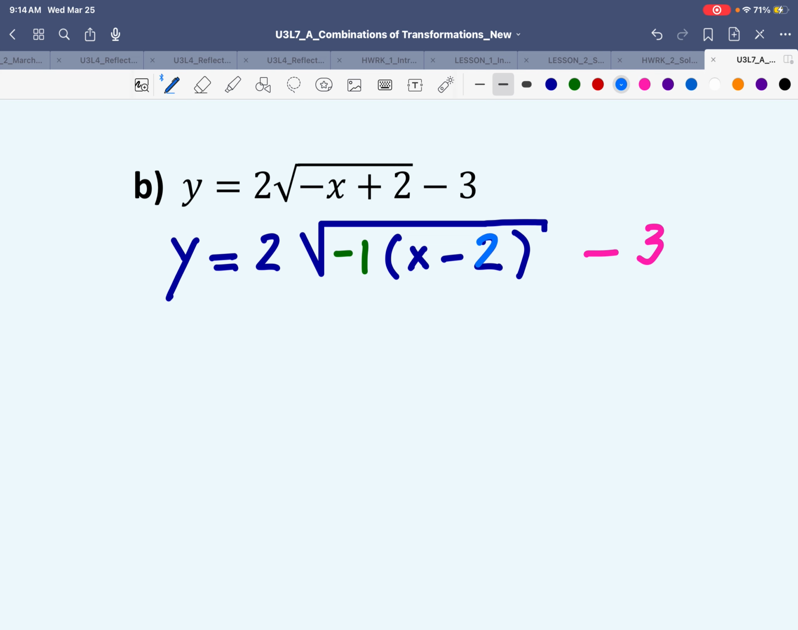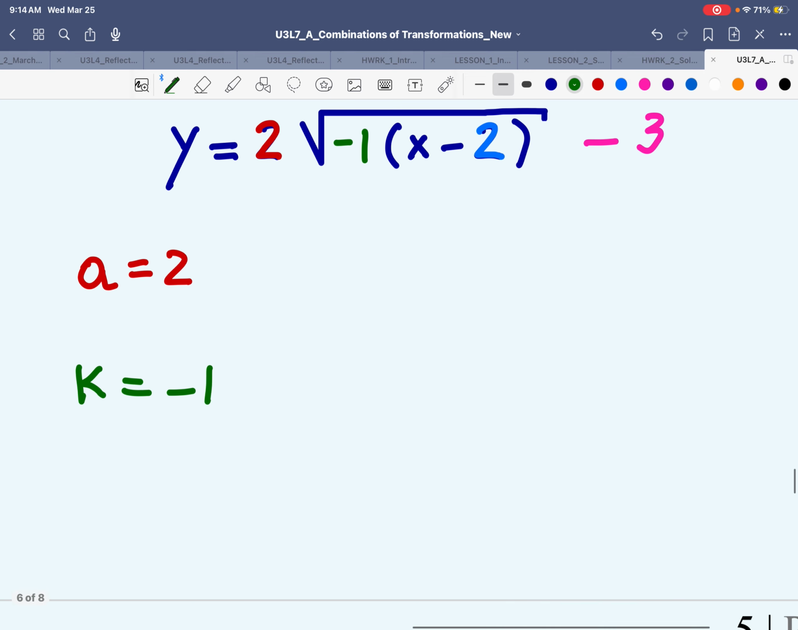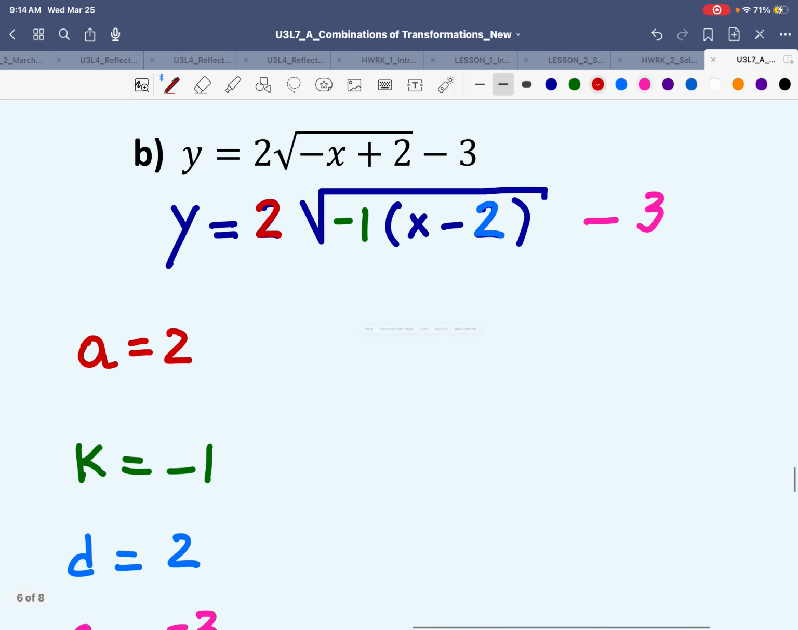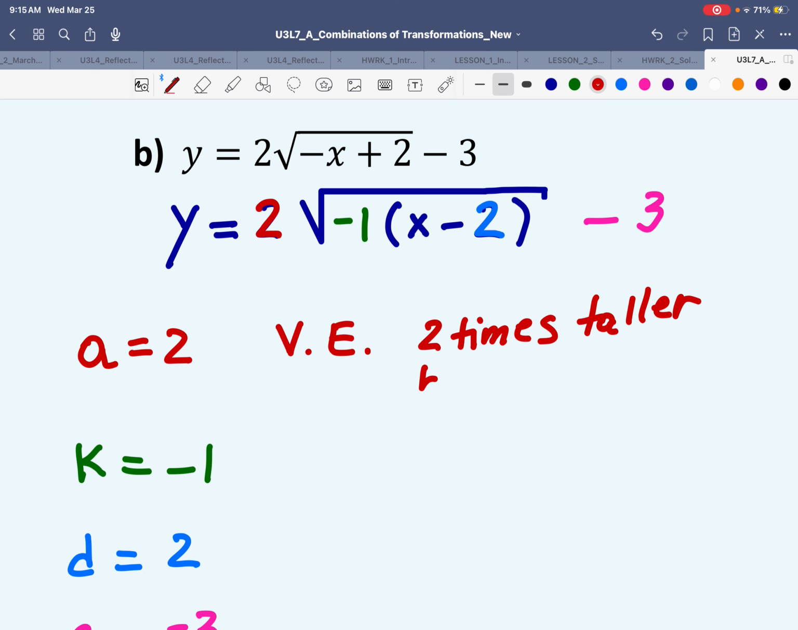I am going to highlight my coefficients in here because they're so important. They are changing my function. We're going to say that a here is equal to 2. Coefficient k is negative 1. Coefficient d is positive 2. And coefficient c is negative 3. So with an a of positive 2, we're going to say that the function is undergoing a vertical expansion. We can either say 2 times taller or by a factor of 2. Either or, so you don't have to write both.